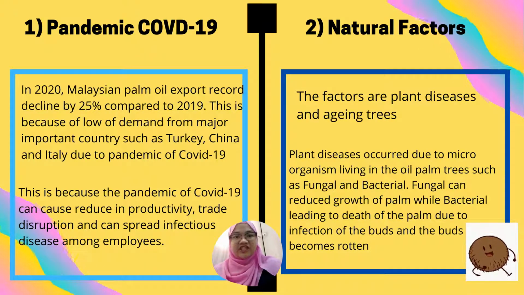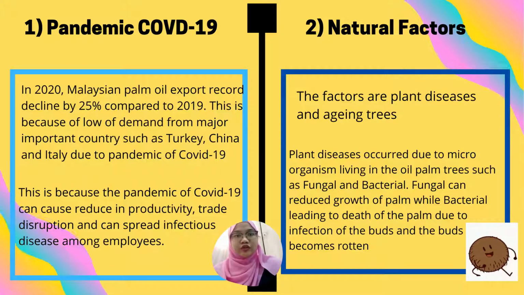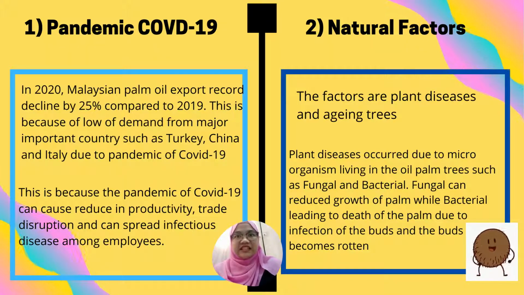Second, natural factors. Malaysian palm oil is currently facing a period of slow growth due to natural factors. The factors are plant disease and aging trees. These factors have caused a decrease in demand and supply.